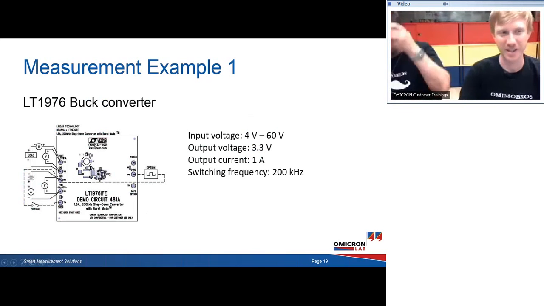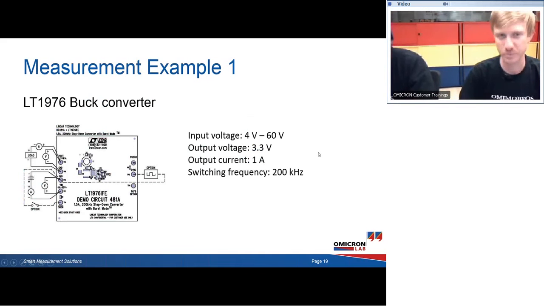And I would like to show you how we will analyze this buck converter. It's a 4 to 60 volt input voltage buck step down that steps to 3.3 volts output voltage at a maximum output current of 1 amp. The switching frequency of this device is 200 kilohertz.